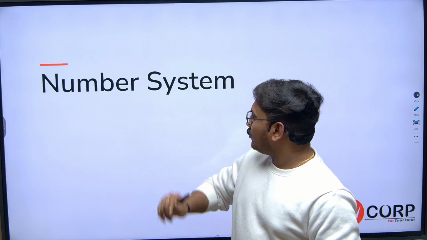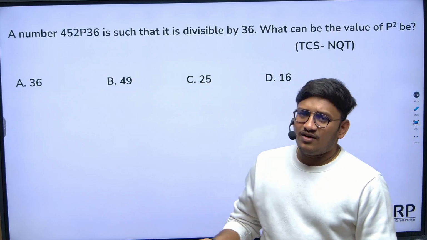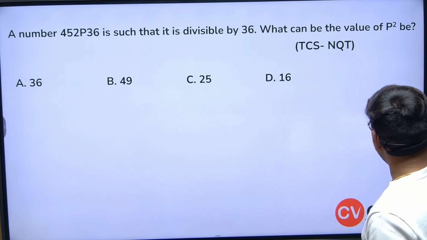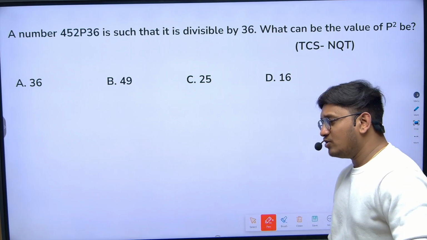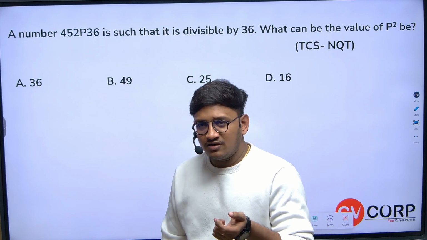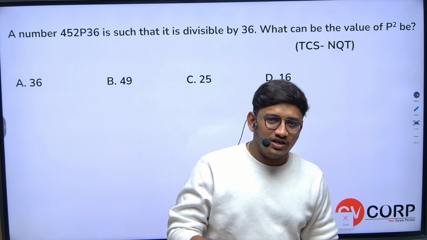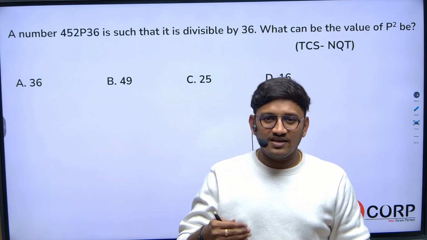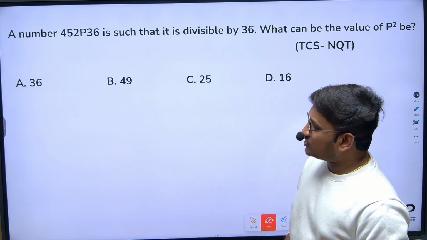So let's come to the point of number system. As I said, this is the same question asked in the 2023 TCS NQT exam. When it comes to divisibility rules, you should have minimum knowledge. Let's say you're checking whether a number is divisible by 4 or not. No need to check the entire number. We just need to check only the last two digits of the number. If the last two digits are divisible by 4, then the entire number is divisible by 4. Likewise, we have a few divisibility rules. Let's take this question.